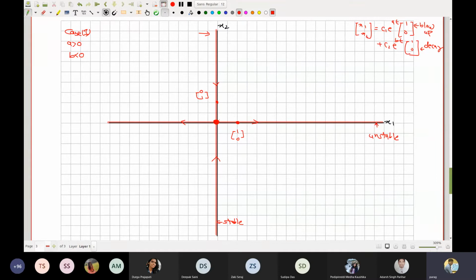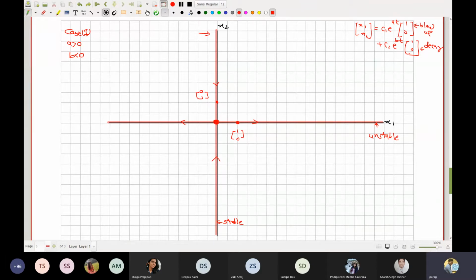Right? So let me repeat. My solutions are C1 into e to the power at times (1, 0), which means the x1 axis, and a is greater than 0. So therefore the solutions will blow up, and as t tends to infinity, you will go in this direction and the magnitude will go on increasing. And conversely, b is less than 0. So the other axis is the convergent axis or the stable axis.